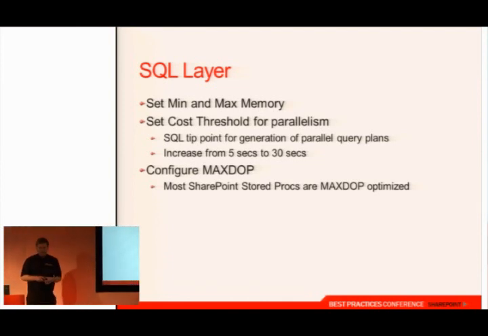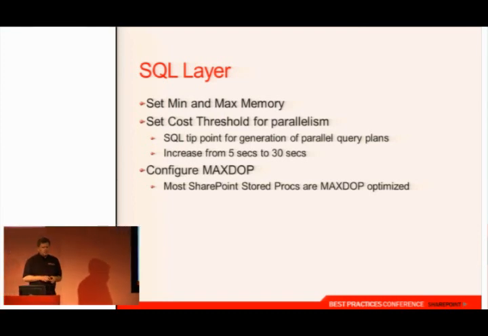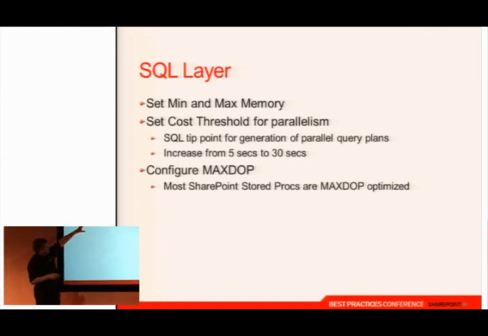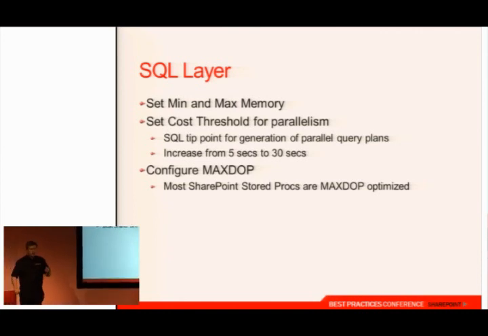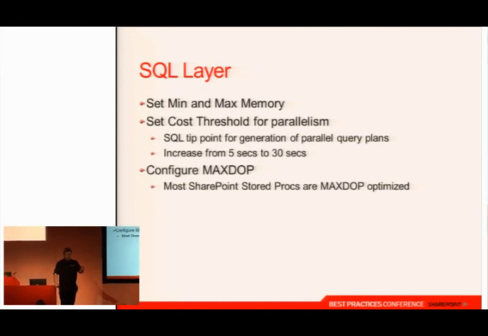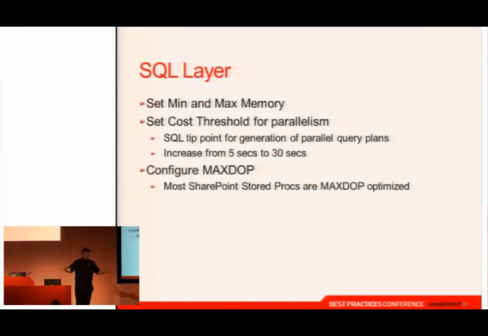Cost threshold for parallelism. The SQL Server defaults are not appropriate for SharePoint. SQL Server defaults the cost threshold for parallelism to 5 seconds. What it is basically, this means it's the tipping point at which SQL Server will decide to say, okay, this query is not appropriate for a serial execution. I'm going to flip it to parallel. All of a sudden, it drops what it's doing and recalculates a parallel execution plan and delivers it.